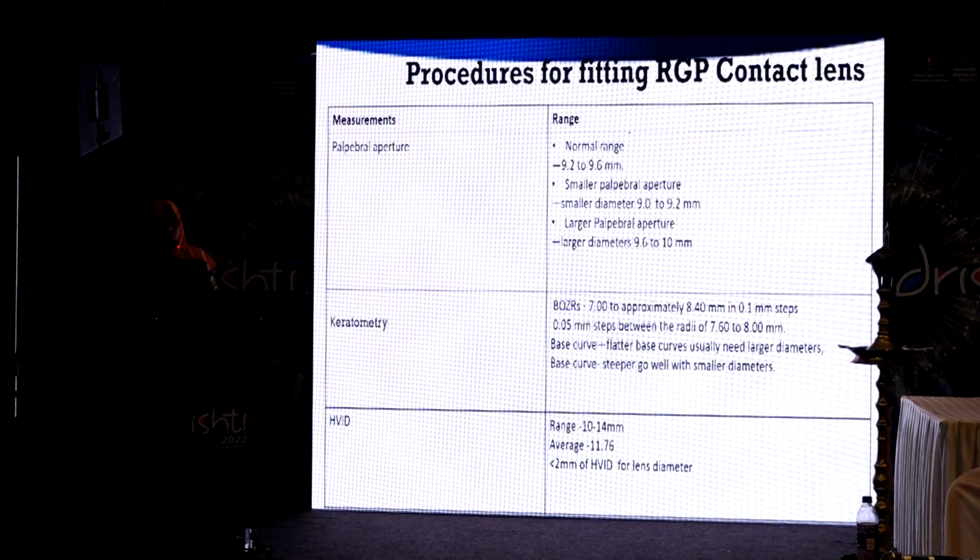So these are some of the procedures for fitting RGP contact lenses, where you have palpebral aperture measurements. Its normal range is around 9.2 to 9.6 mm. If there is a small palpebral aperture, we have to go for smaller diameter lenses, that is 9 to 9.2 mm. For a larger aperture, you have to give a larger diameter, that is 9.6 to 10 mm. Keratometry is also very important. Flatter base curves usually need larger diameters, and if the base curve is steeper, we will go with smaller diameters. And HVID is very important. HVID has an average of 11.76, where the range is around 10 to 14 mm.